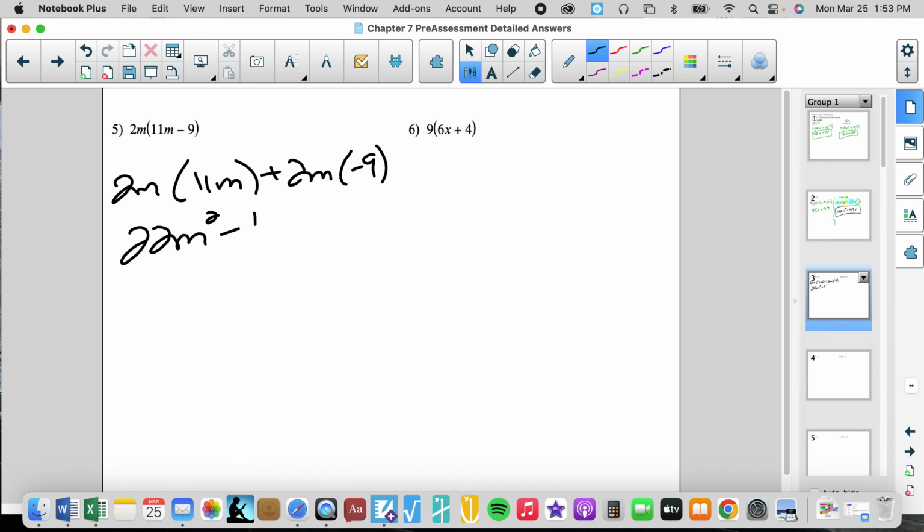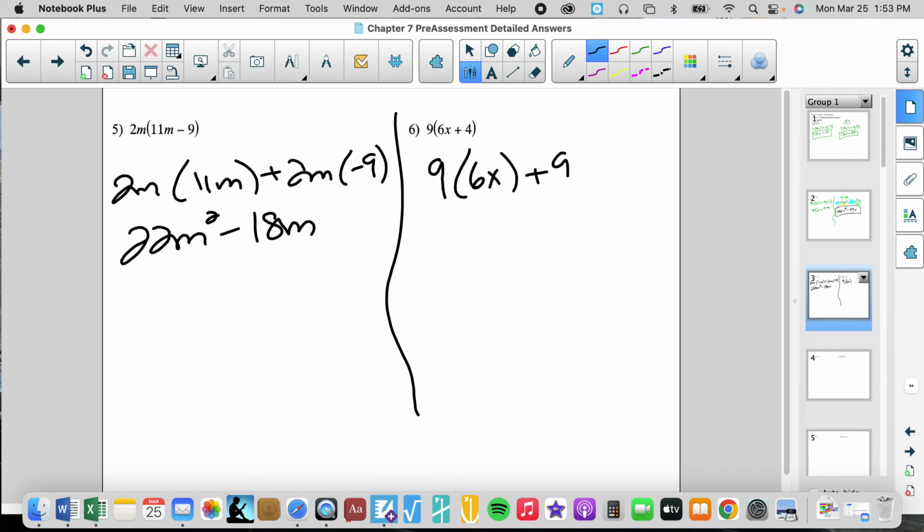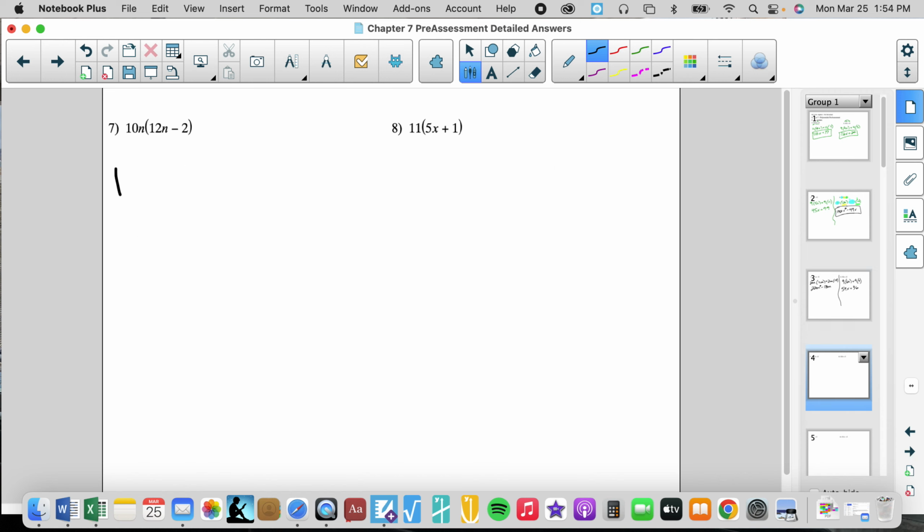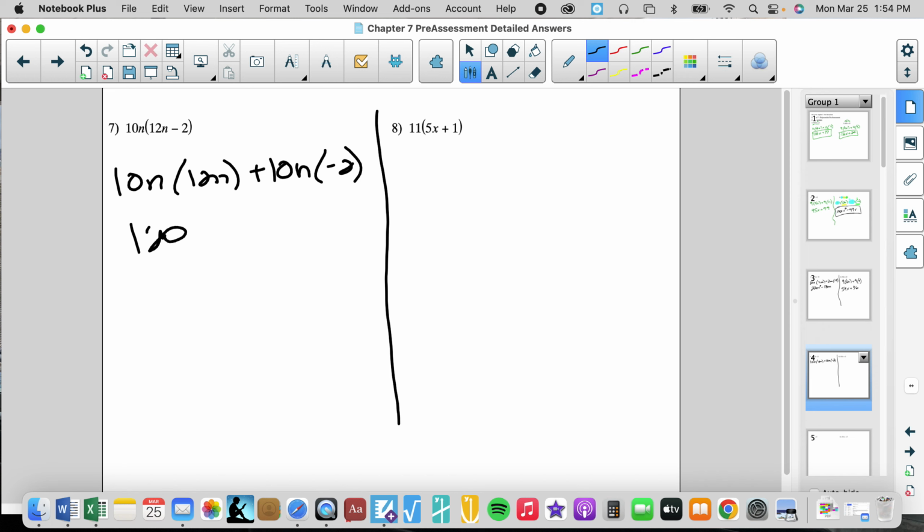So we have 2m times 11m plus 2m times negative 9, which gives us 22m squared minus 18m. We have 9 times 6x plus 9 times 4, which gives us 54x plus 36. 10n times 12n plus 10n times negative 2. That's going to give us 120n squared minus 20n.